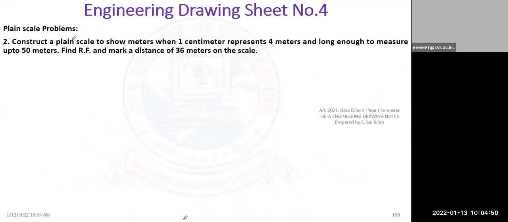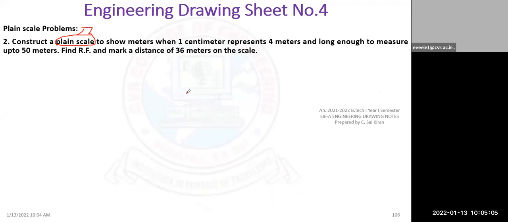This is also a plain scale problem. Construct a plain scale. Whenever I say plain scale, it has 2 consecutive units. So we have to find the 2 consecutive units, and the last consecutive unit will be the least count.